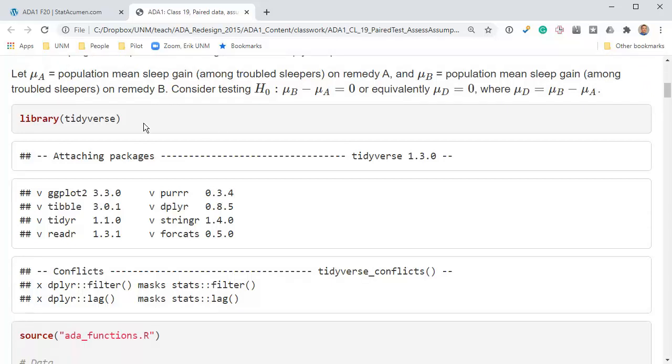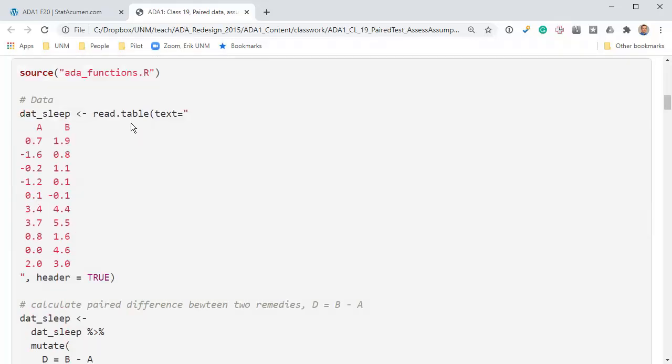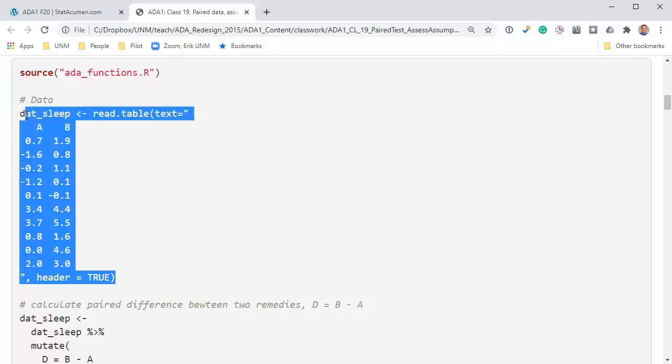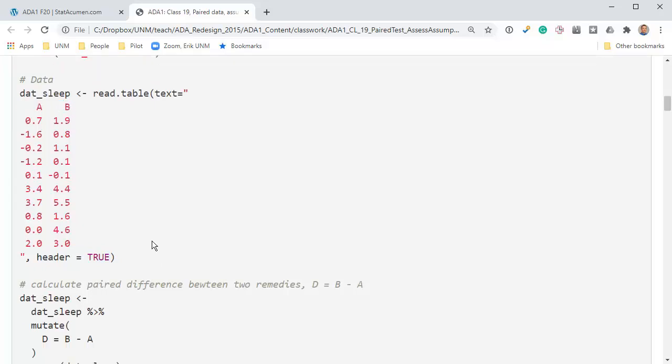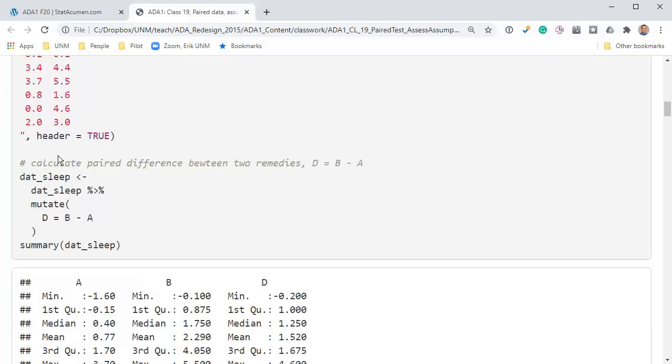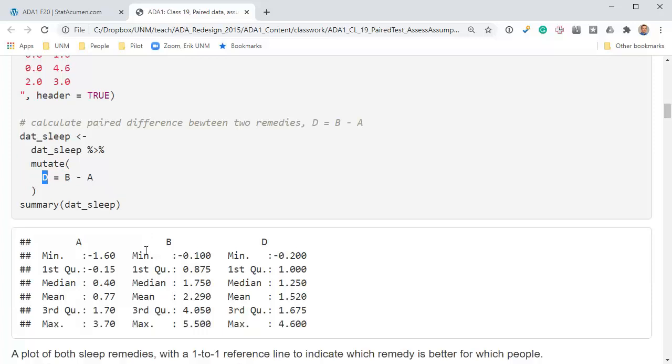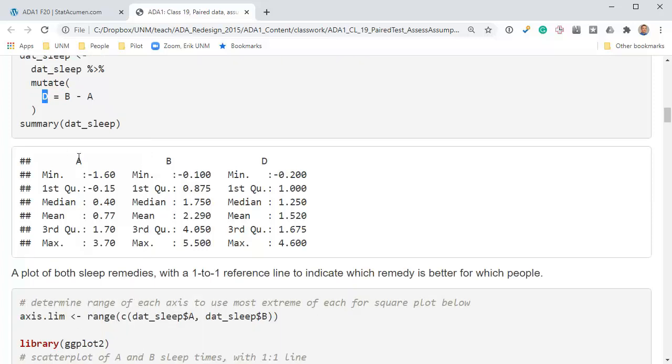All right, so we're going to load the tidyverse, we're going to source my functions, and here are the data. Instead of including a separate CSV file, it's short enough that I just included it here as text that I read in with read.table. It has a header, which is just the letters A and B. So once I create that data set here, I then mutate a new column for differences, B minus A. And here is the summary of those 3 columns.